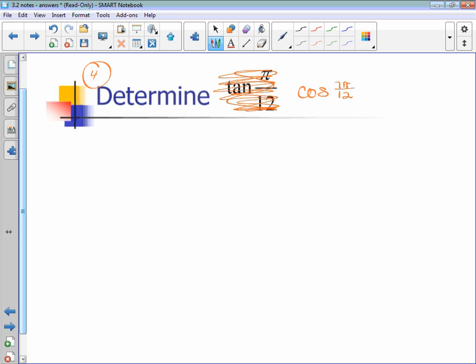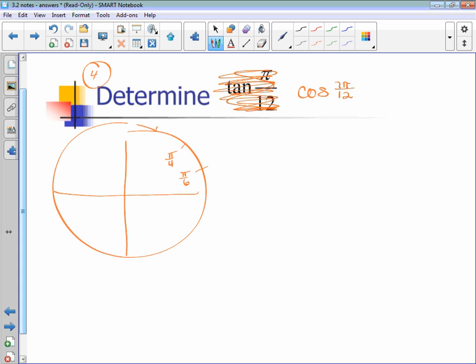So this is giving the angle to you in radians. Yes, you could convert it to degrees, but I don't want you to do that. I want you to learn how to think with fractions, okay? So I'm going to just draw a little bit of my circle here. Pi over 6, pi over 4, pi over 3, pi over 2.